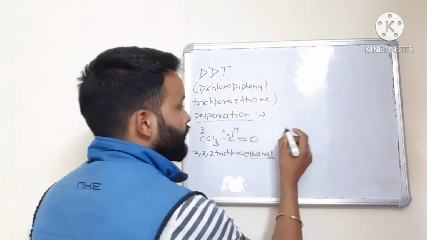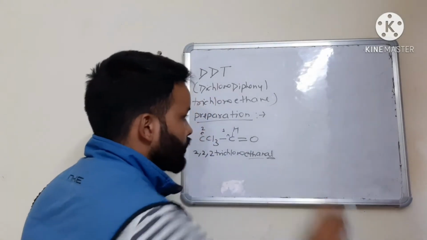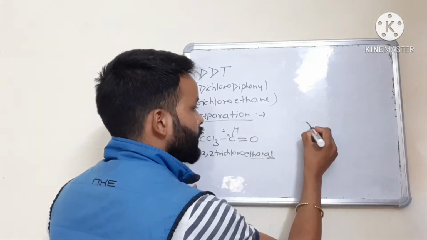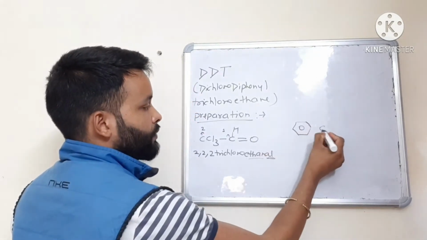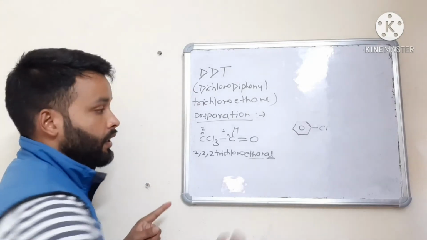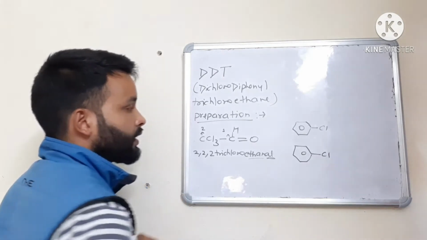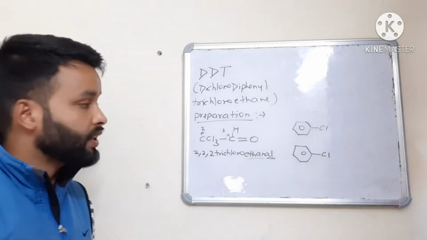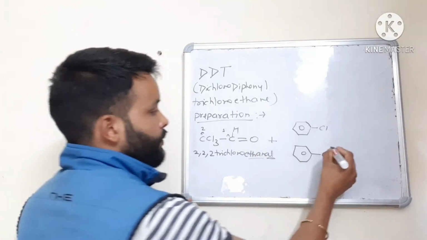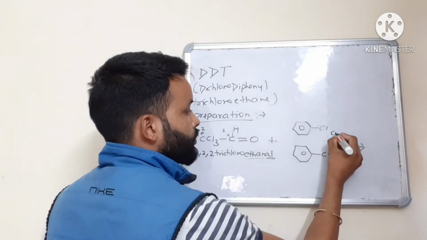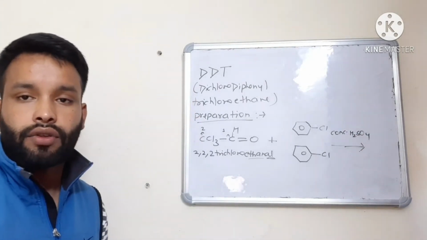When chloral is treated with chlorobenzene, benzene is a hexagonal ring, so this is benzene. Chlorobenzene means containing chlorine. I will take 2 chlorobenzene because in the formation of DDT 2 benzene rings are used. So 2 benzene plus chloral, because they are reacting. This reaction is done in the presence of concentrated H2SO4.